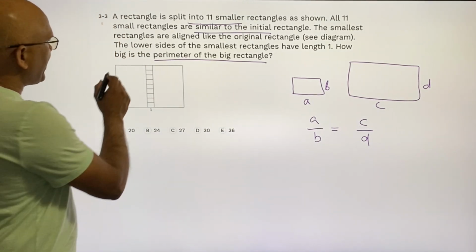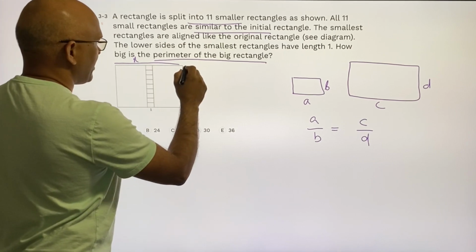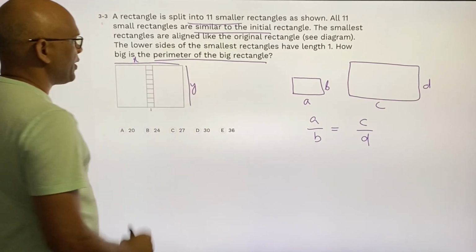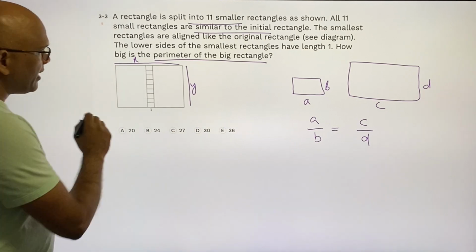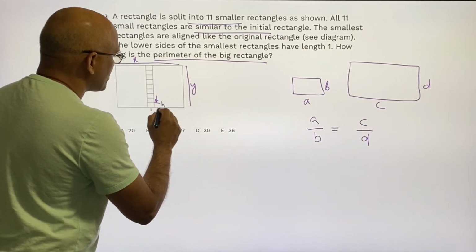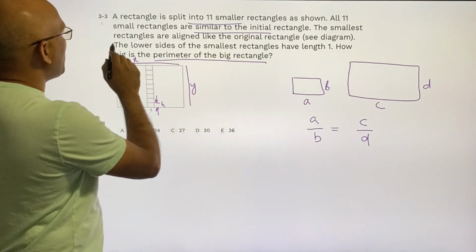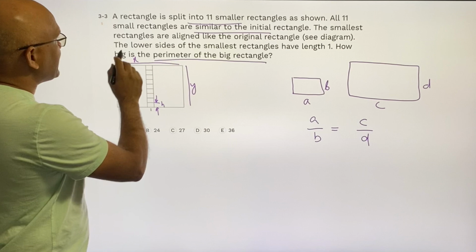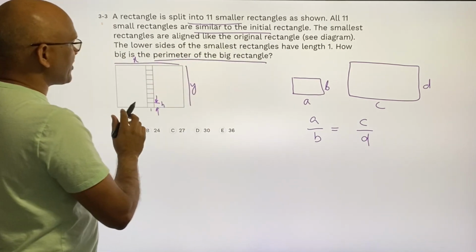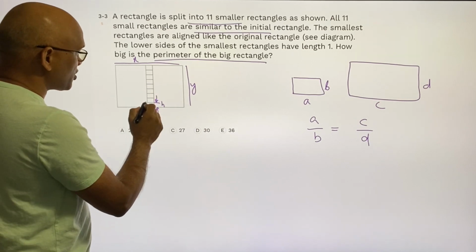Okay, so let me call this length X and this Y. Now let me call this smaller height H. The problem says that the smallest rectangle is aligned like the original rectangle. So they are aligned the same way, the small and the smallest and the biggest.